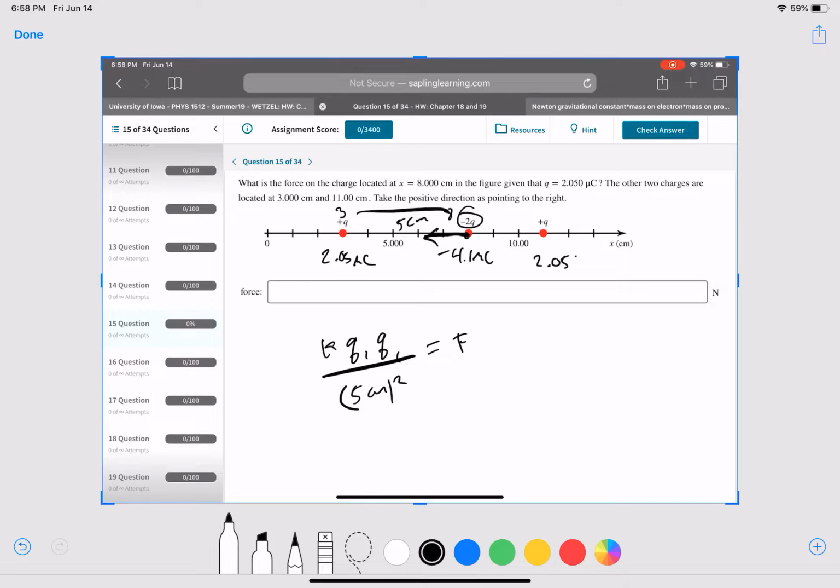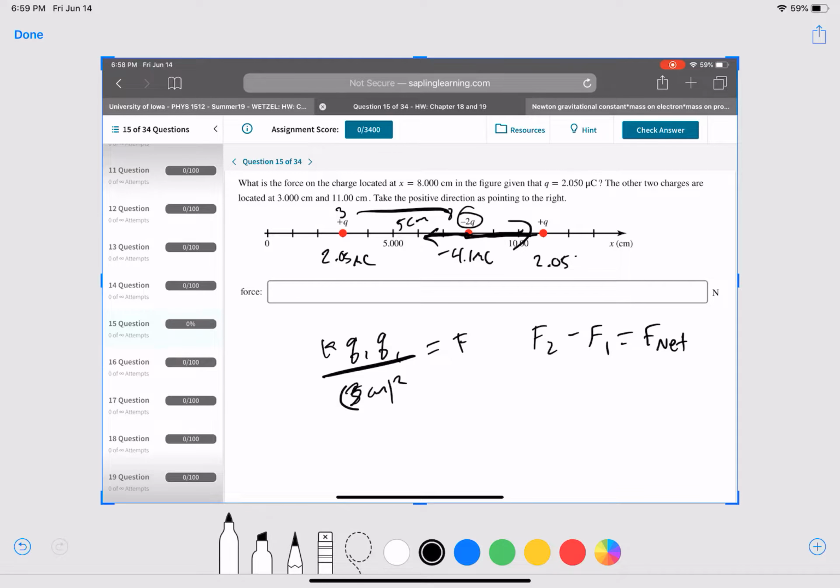And then this one, this is closer. So you're going to have the same force, but instead of 5 centimeters, the difference is 8 to 11 centimeters. So that's going to be 3 centimeters squared. So you can put 3 in there, you're going to get a bigger force. And then the force here, let's call it F2. F2 minus F1 is going to be F net, your net force.